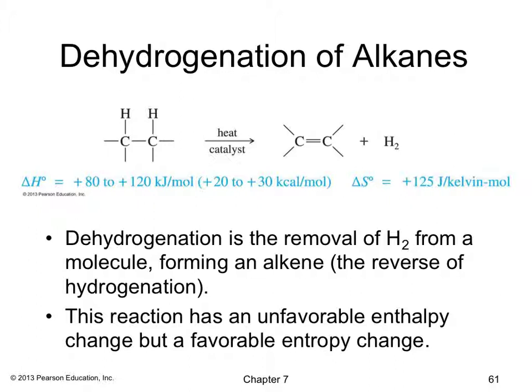Dehydrogenation of alkanes. You can actually take just an alkane, and in the presence of heat and catalyst, generate the alkene and hydrogen. Dehydrogenation is a removal of H2 from a molecule forming an alkene. It's the reverse of hydrogenation. This reaction has an unfavorable enthalpy change, but a favorable entropy change. So enthalpy is not so great, but entropy is favorable. As a result, you can have this happen. So in the presence of a catalyst and heat, you can have alkenes being generated from alkanes.